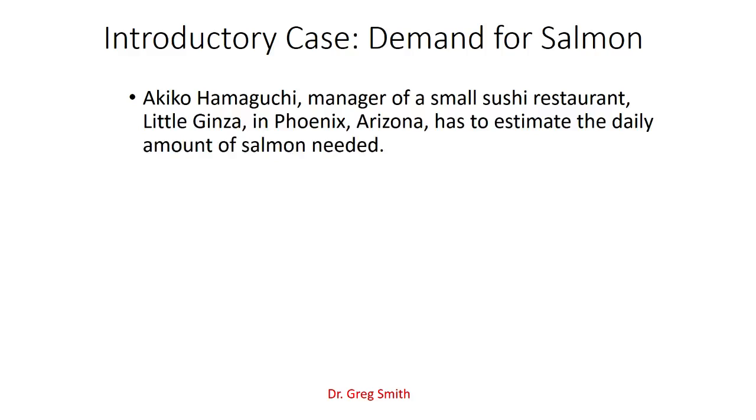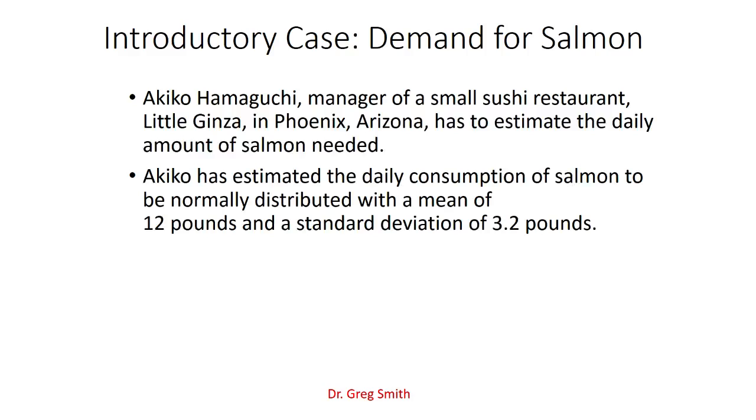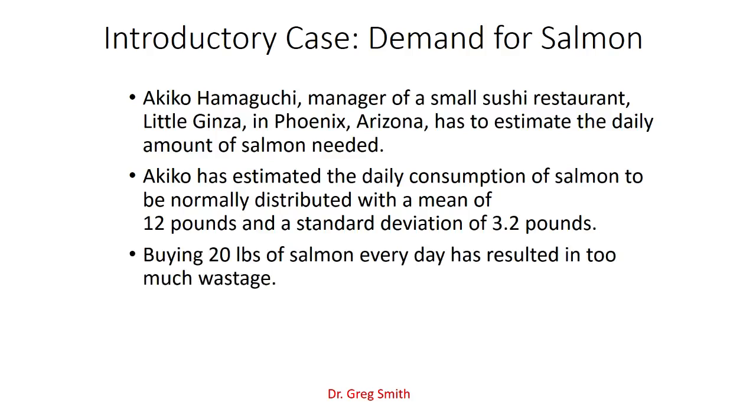So to start, let's see how this could be used. Let's say you know the manager of a small sushi restaurant in Arizona, and this lady's trying to estimate the daily amount of salmon that is needed. Now, she's estimated the daily consumption of salmon is normally distributed. So over time, she's probably seen this data and modeled it so that she could see it as a histogram and saw that it's mound-shaped. And from there, she realized historically that the consumption's about 12 pounds with a standard deviation of about 3.2 pounds. But she'd been buying 20 pounds of salmon every day, and it's resulted in a lot of waste.